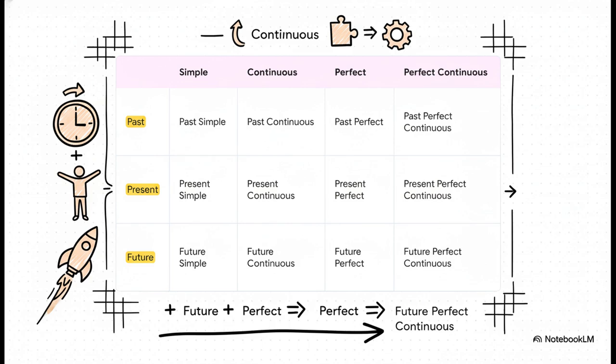Down the side, you've got your three times, past, present, future. And across the top, the four aspects. You just pick one from each column, mash them together, and boom, you get all 12 tenses. It really is that organized.